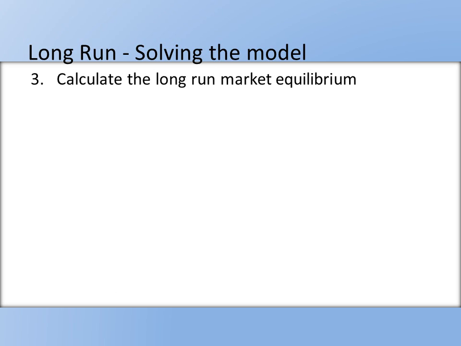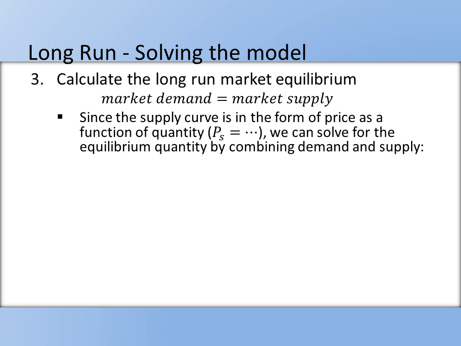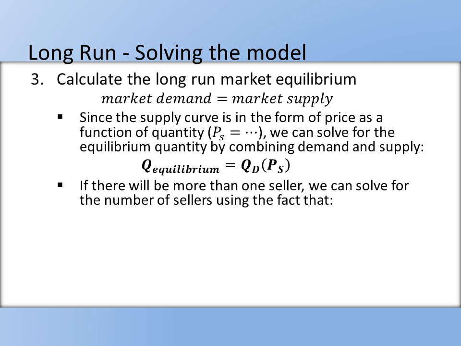Third, calculate the long-run market equilibrium. This is done by equating market demand to market supply. But since the supply curve is essentially a single price, we can solve for the equilibrium quantity by combining demand and supply. So quantity at market equilibrium equals demand at the price given by the long-run supply.